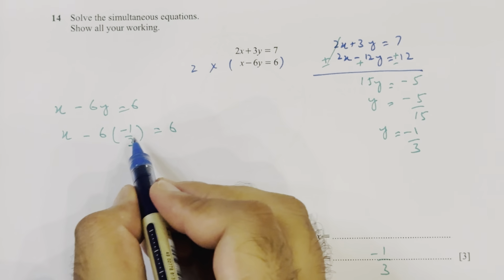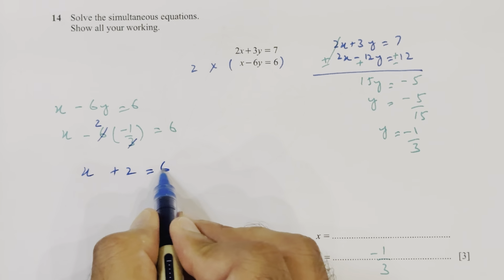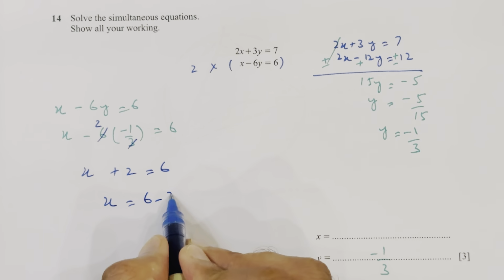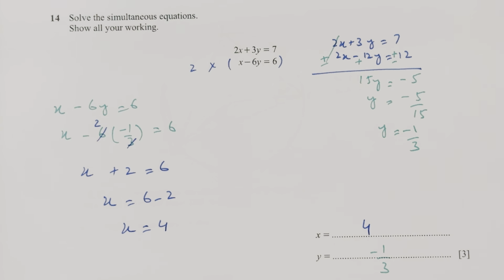We're going to cancel 3 with 6. It would be x plus 2 is equal to 6. Then x is equal to 6 minus 2. Then x is equal to 4. So the value for x would be 4.